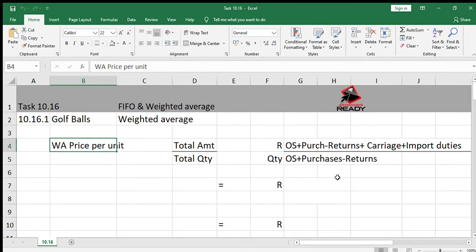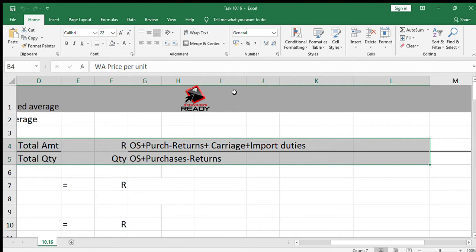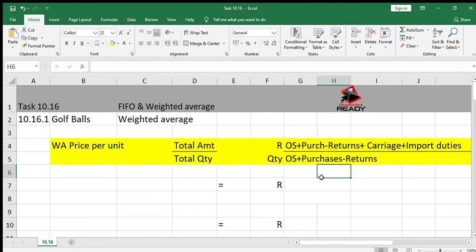So remember with the weighted average, the main formula that you've got to remember is this one here, weighted average price per unit, which is the total amount divided by total quantity. It's the rand value of the opening stock plus purchases minus returns plus carriage and import duties divided by the quantity of opening stock plus purchases minus returns. Okay, so if you look in this question here, I don't think there are any returns.